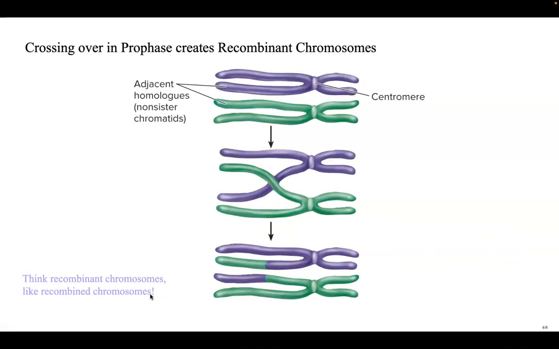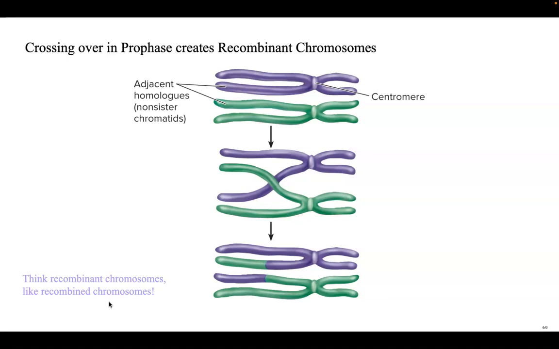So that crossing over in prophase, here's a picture to show it happening. Here we have adjacent homologs, which are non-sister chromatids. So these are not identical. They cross over and they trade so that they can each have more genetic variability. And this says, think recombinant chromosomes, like recombined chromosomes.